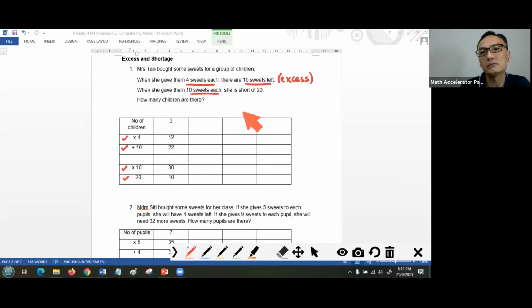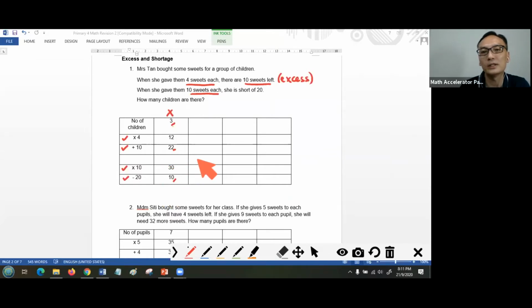For example, if we assume that there are 3 children, so we make an intelligent guess. 3 times 4 is 12. Since there's an excess of 10 sweets, 12 plus 10 will give us 22. Then 3 times 10 will give us 30. Yes, please write on your worksheet. 3 times 10 is 30. 30 minus 20 will give us 10. As you can see, these two numbers are not the same. If they're not the same, this is not the right combination, so we put a cross on it.